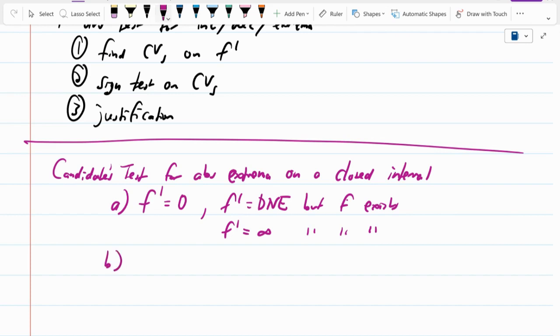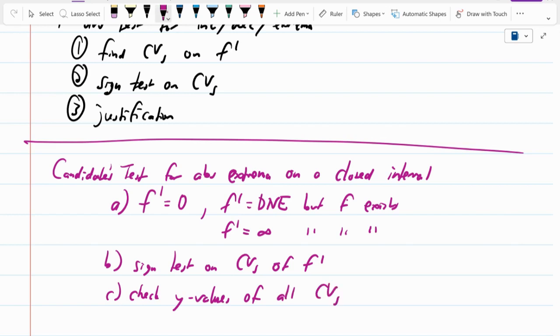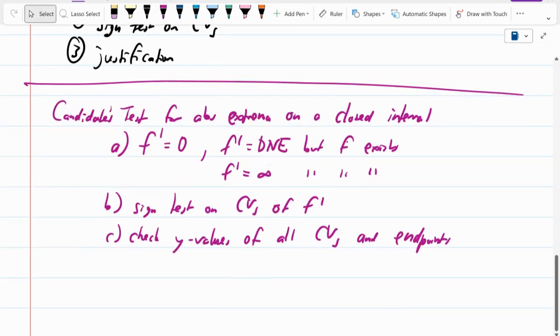We look at all those possible candidates. We look at which ones are possible mins and maxes by doing a sign test on the critical values of f prime. And then we check the y values, or the outputs, of all the critical values and the endpoints. And by checking, what we mean is we plug them into a T-chart and we see what their outputs are. And that's it.